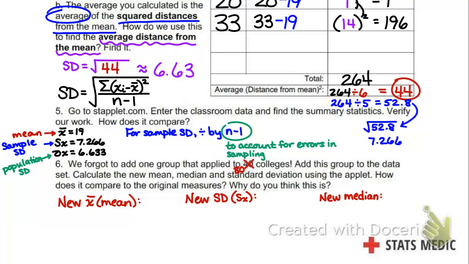Yep, I'm going to go through it again, but I want you guys to try it. So stat, edit, enter this new group. Stat, one calc, one variable, statistics. All right. So let's look at what our new mean, new sample standard deviation, and new median are.